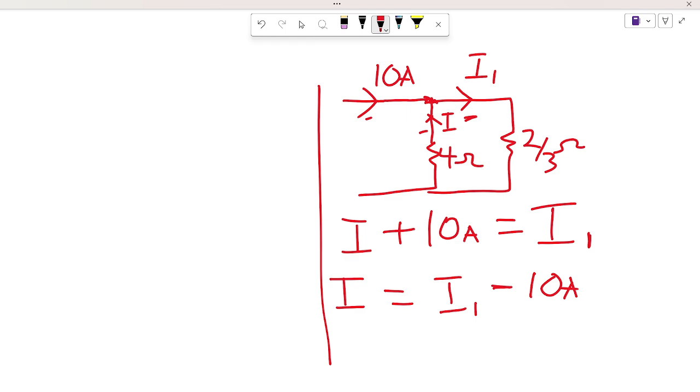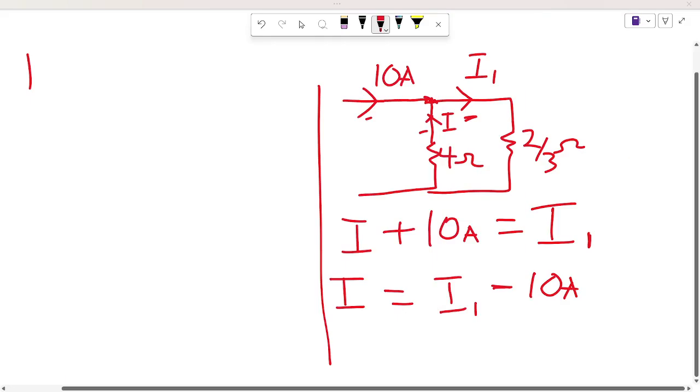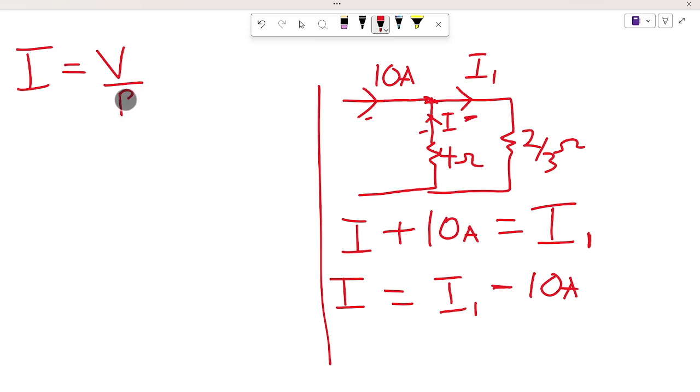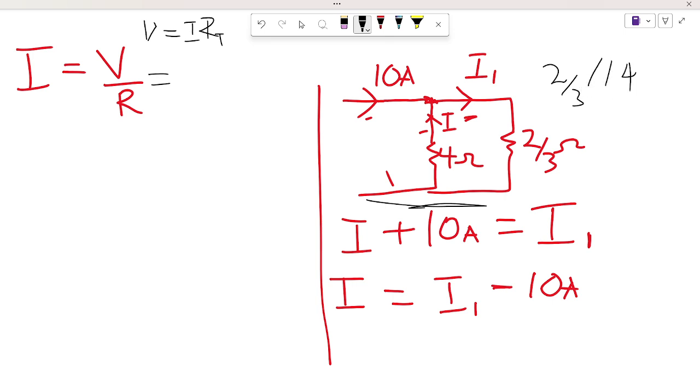So let's quickly take a look at that. In finding I1, we know that I is always going to be equal to V over R. So in this case, if we were to find the voltage in this particular circuit, we are going to have V is equal to IR, and that R will be the total resistance, which is the 2 over 3 in parallel with the 4. That's going to give us our total resistance.